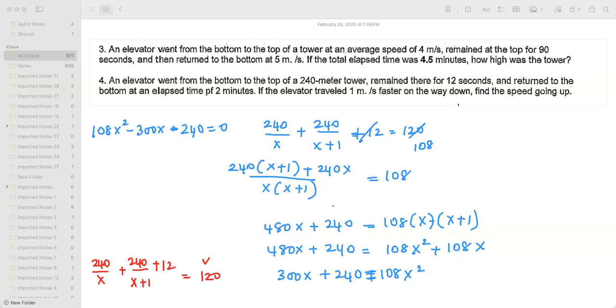It cannot be like that. 108 x squared plus 108 has to be there. You're multiplying by x and x plus 1, correct? What happens when you multiply? I first took x times x plus 1 and got x squared plus x. Then I multiplied x squared plus x times 108 and got 108 x squared plus 108 x. Because I saw negative 300x minus 240, I didn't know where that came from.